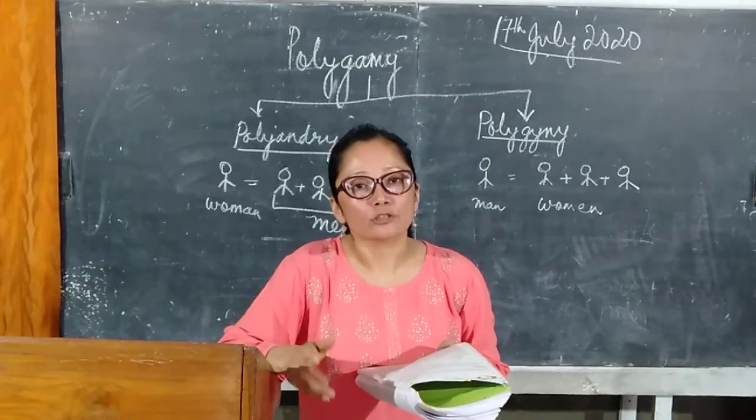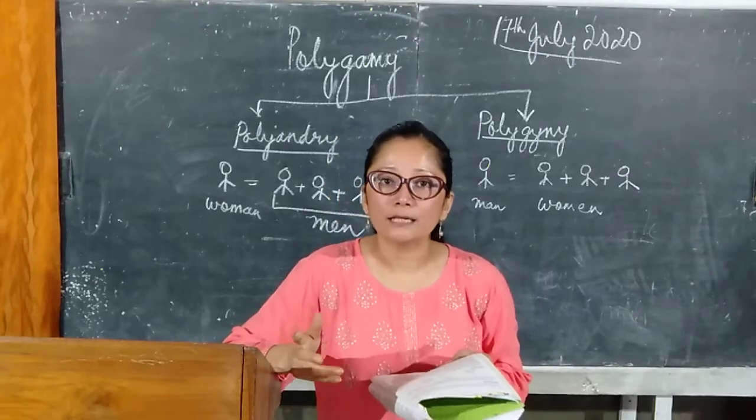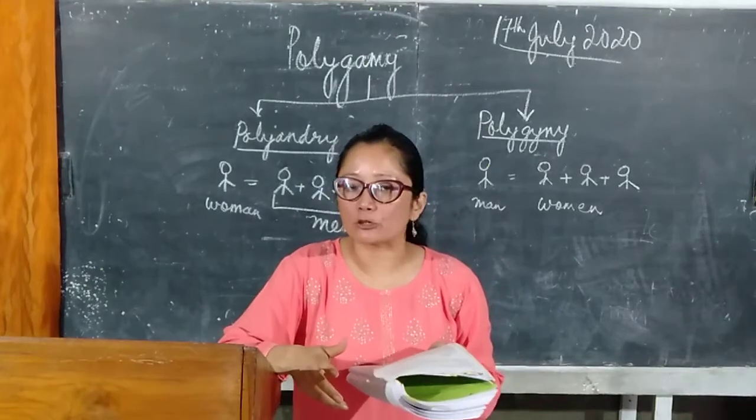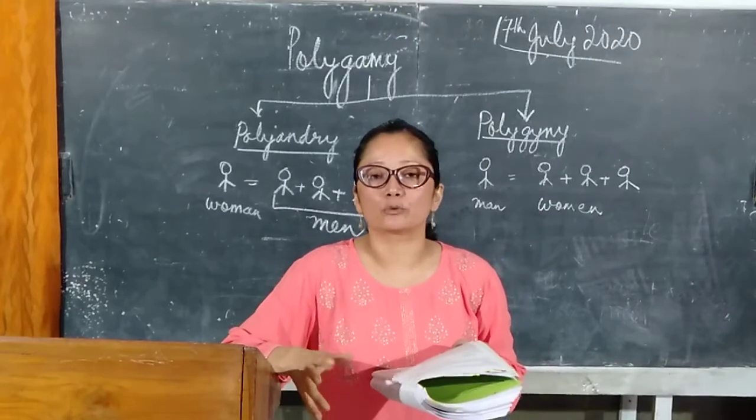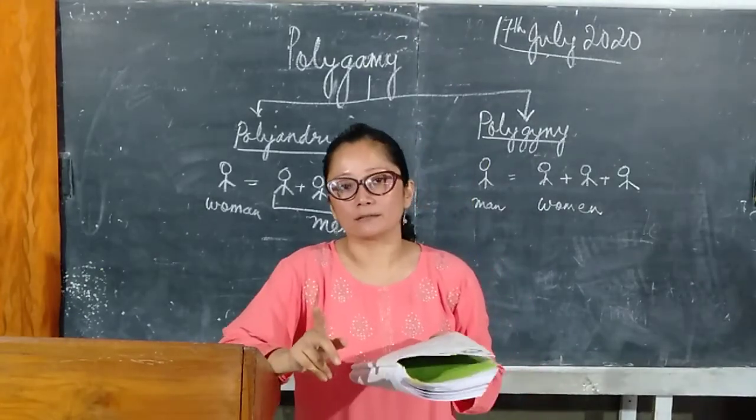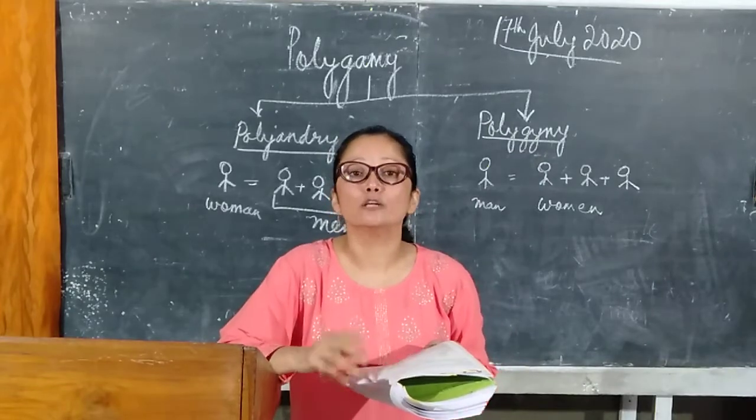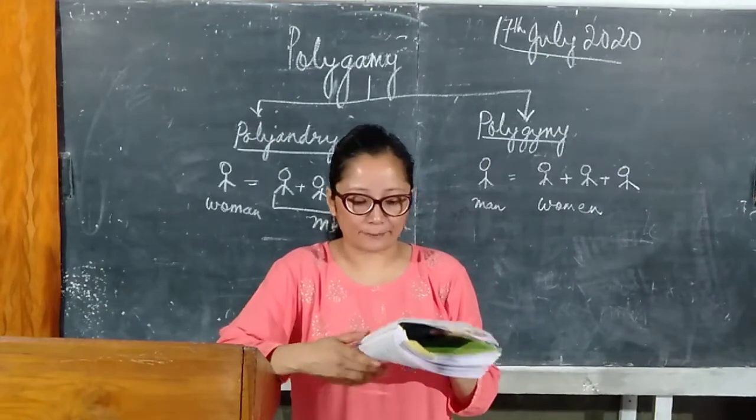Therefore, in most of the families, men married several wives. They had several children from these wives, and all of them worked together in the fields. So, the first reason for the practice of polygamy could be this agricultural society.